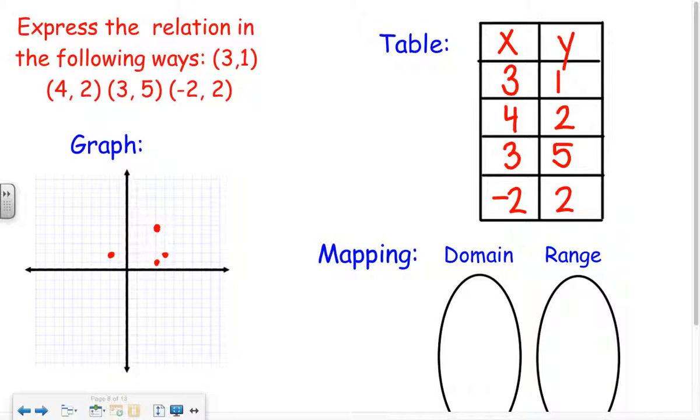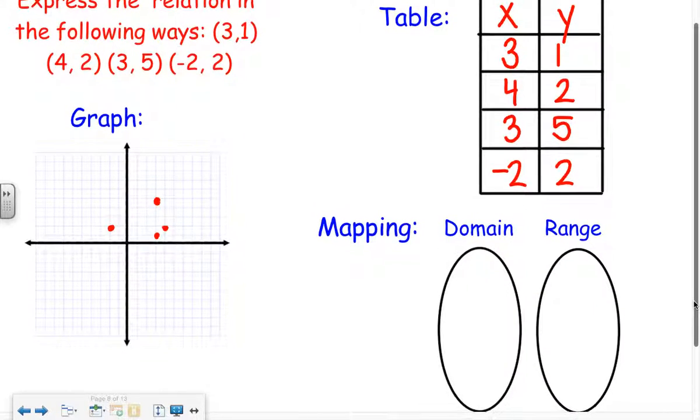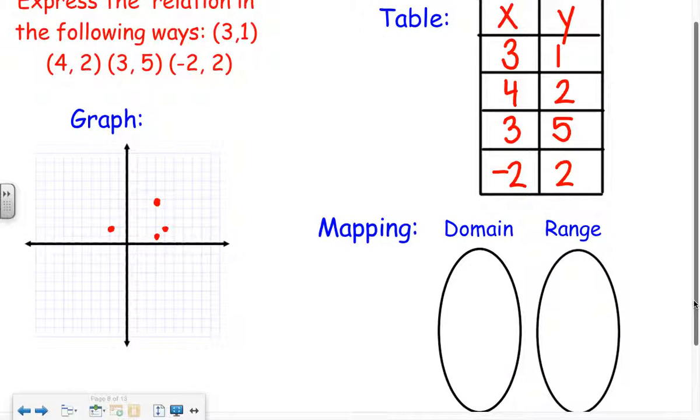Our mapping already has the domain and range labeled for us. And remember, in a mapping, we don't want any numbers to repeat. So I'm going to take all my X values: 3, 4, 3, and negative 2. I'm only going to write the 3 once. So I actually only have 3 numbers I'm writing in the domain.